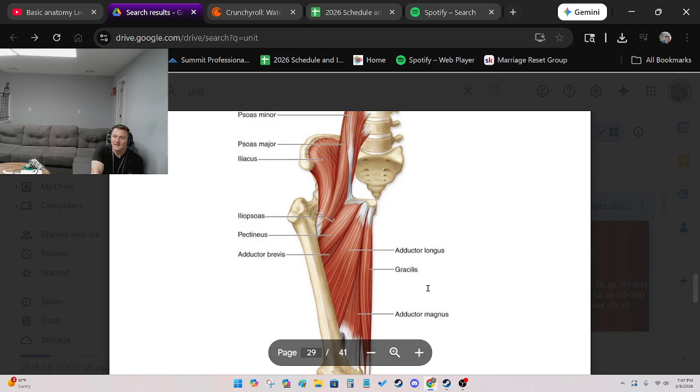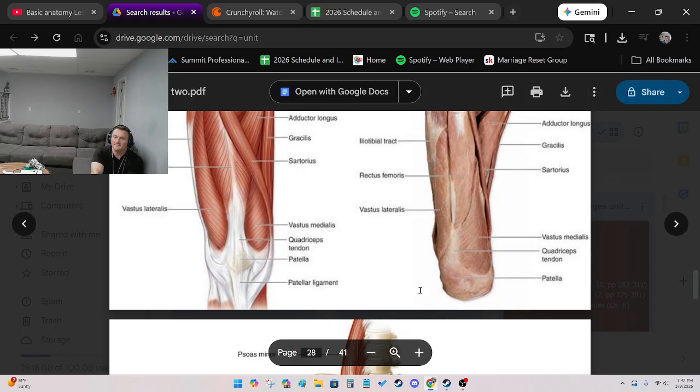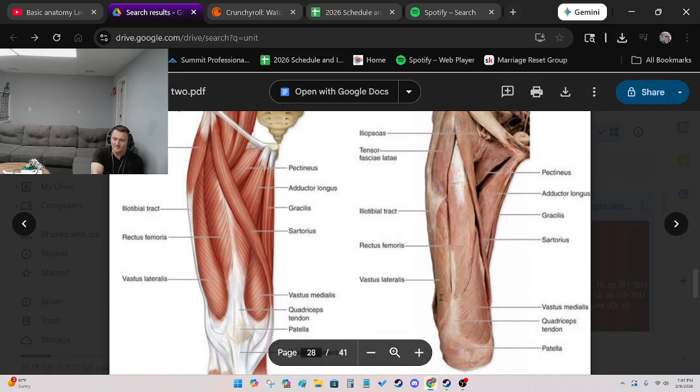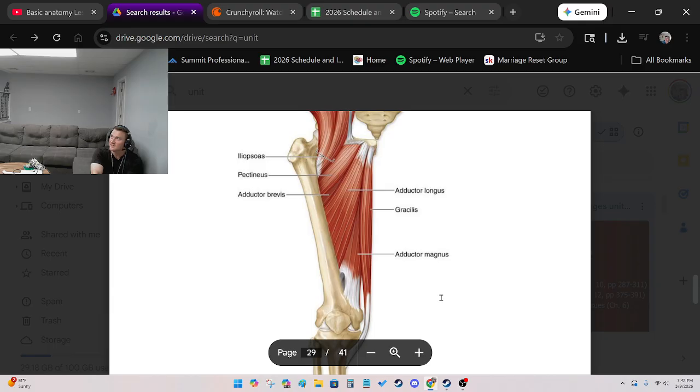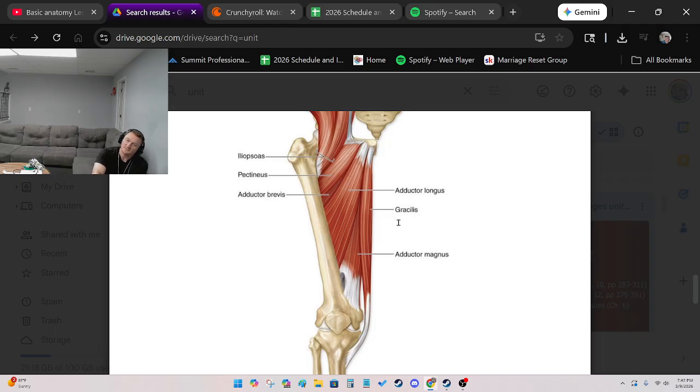Now we're going to take all that off. Let's check that out. Adductor brevis, adductor longus. Brevis and longus. Longus is the longer one. Brevis is the shorter one. I'll have a breve latte. And brevis is the short, and longus is the long one.